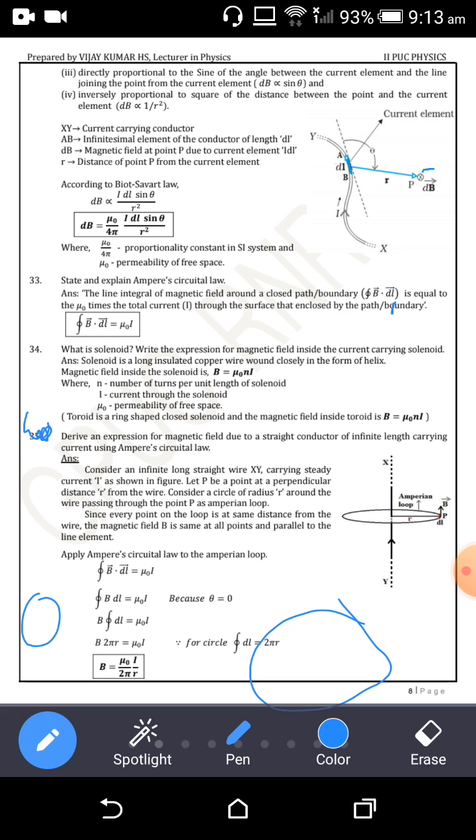Clubbing all those points which we just went through, you are going to write dB is proportional to I dl sine theta divided by r square. It is a proportionality term. In order to replace that with an equal sign, we need to add a constant, that is k. k is equal to mu naught by 4 pi. Hence you can write dB is equal to mu naught divided by 4 pi into I dl sine theta divided by r square. So this is regarding the Biot-Savart law.